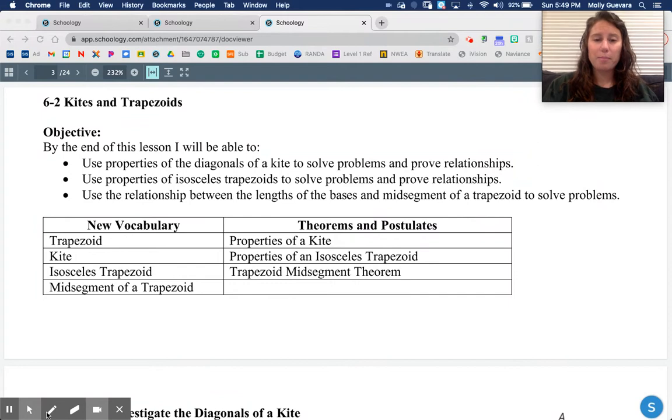So what does that mean? And then our theorems and postulates, we're going to look at what are the properties of a kite, what are the properties of an isosceles trapezoid, and then our only theorem today is the trapezoid mid-segment theorem. So we're going to jump down to the end of our packet, and we are going to look at our new vocabulary.